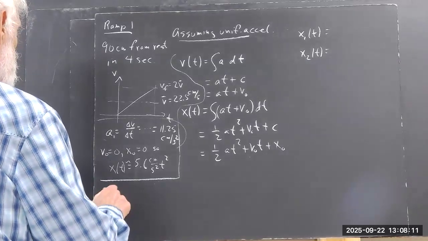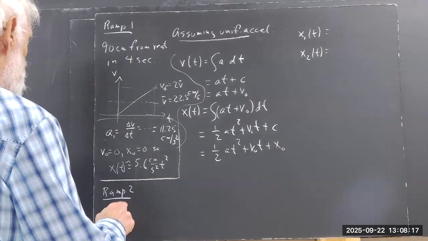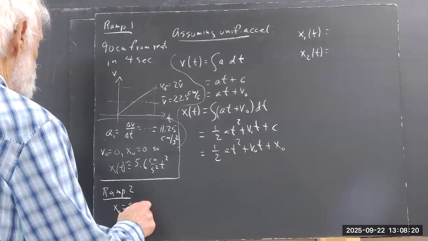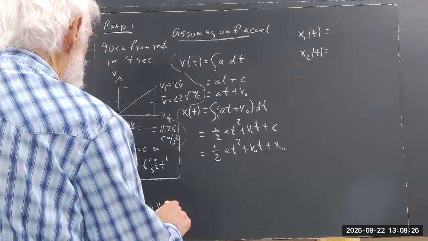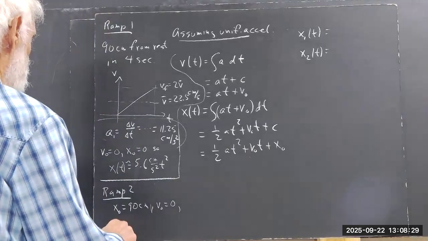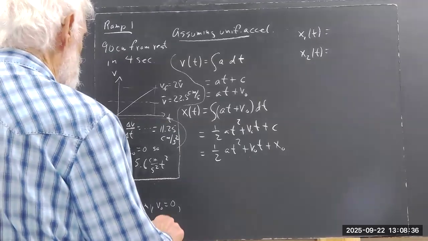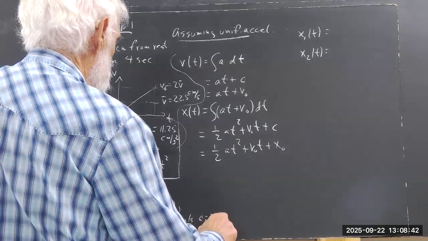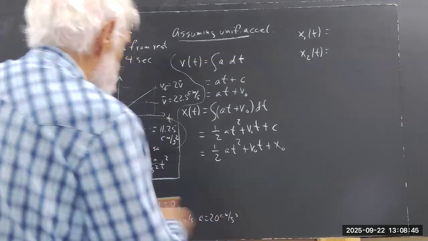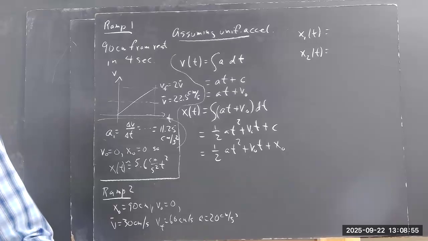Now, ramp 2. Well, x naught is 90 centimeters. V naught is 0. V bar, if you wish, is 30 centimeters per second. Vf is 60 centimeters per second. Its acceleration is 20 centimeters per second squared. Now you reason all that out, you draw the picture and everything. If you're not drawing the picture, if you're not reasoning it out, it's going to be something on a test that's going to bite you hard.